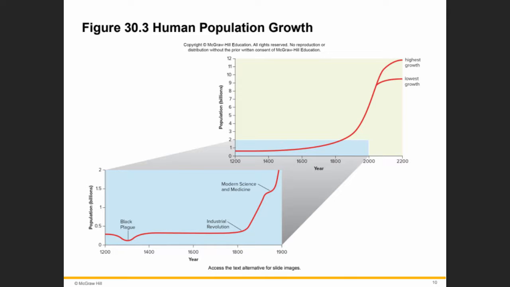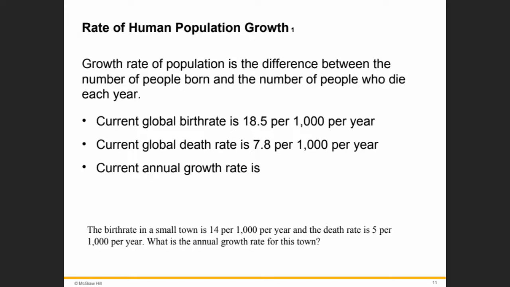So the growth rate of populations is actually the difference between the number of people born and the number of people who died each year. For example, we are going to cite an example so you can understand better. If the current global birth rate is 18.5 per 1,000 per year, and the current global death rate is 7.8 per 1,000 per year.